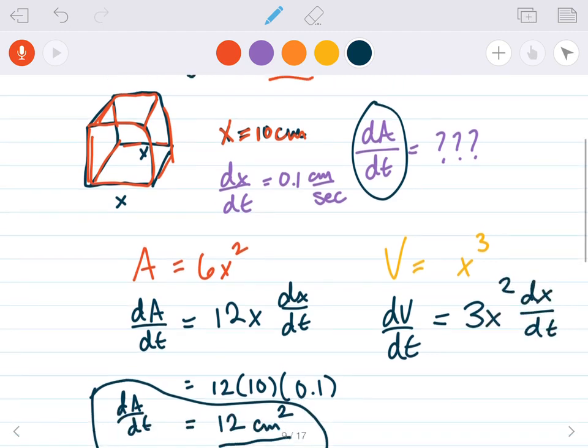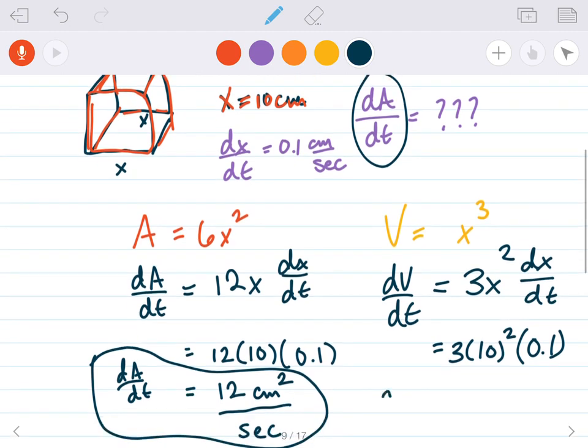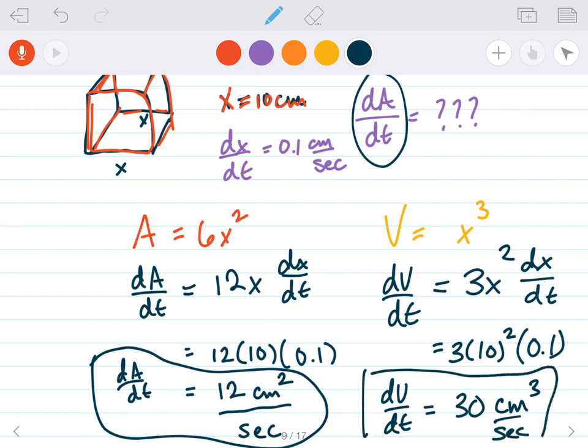And then plug in my missing information. So 10 and then 0.1. So let's see what we get here. That's going to be 30, right? Yeah, okay. So dV/dt is going to be 30. Now, since I'm looking at the change in volume, I should expect centimeters cubed per second. So that is the answer to the second part.